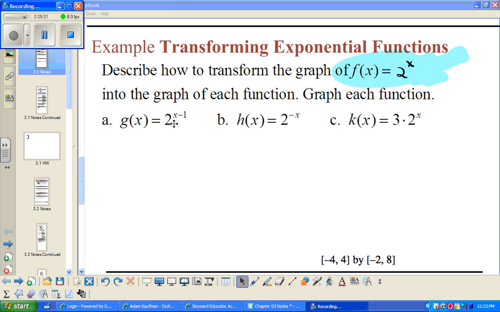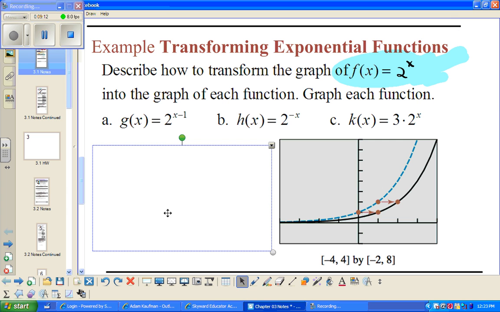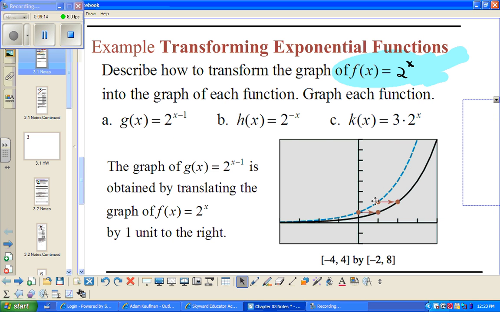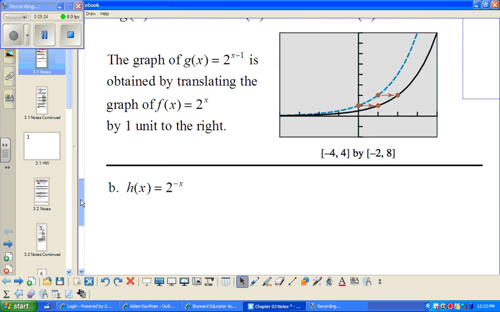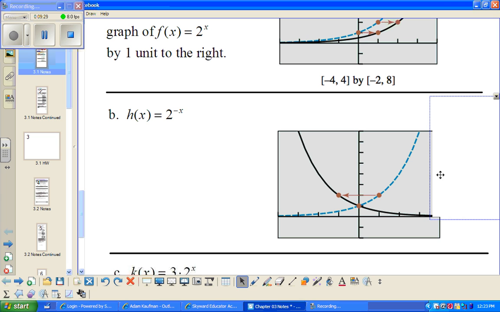Well, for every x value, you're subtracting 1 from each x value. What does that do? It shifts our graph to the right 1 unit. What happens when you take each x and multiply it by a negative? That's the next question. Well, you're going to have a reflection going on. Where is that reflection when you do it to each individual x?